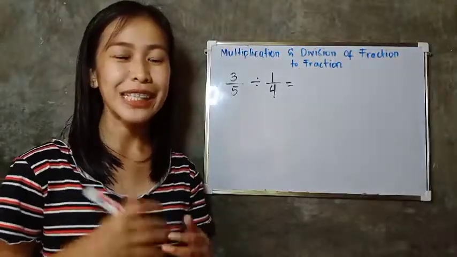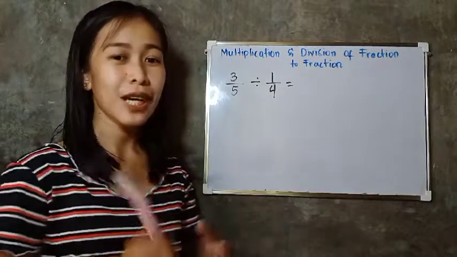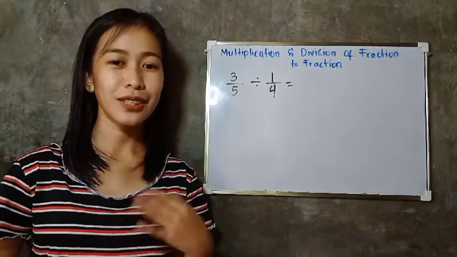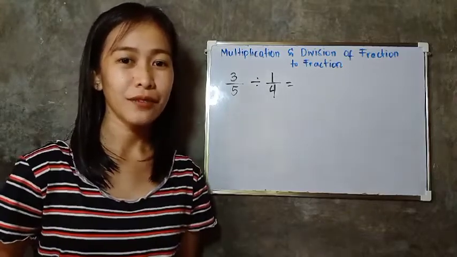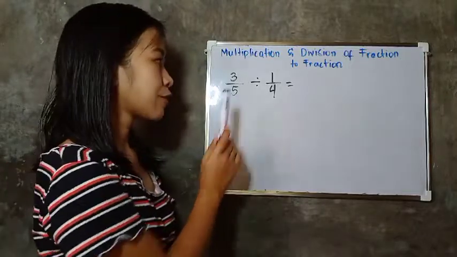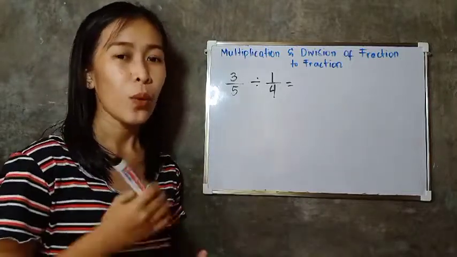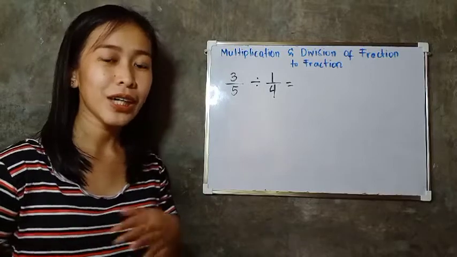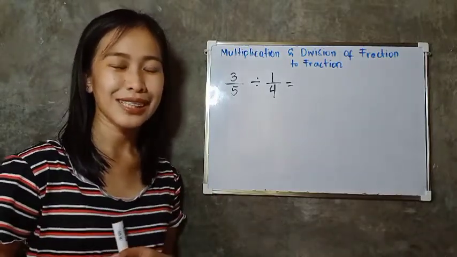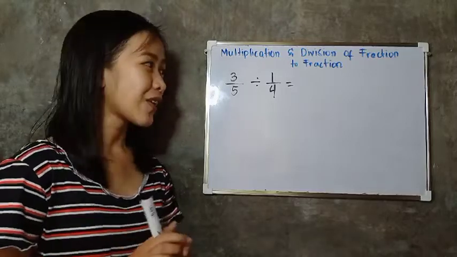Okay, so ngayon naman is the division of fraction to fraction. So, ito ay madali lang din. You are just going to follow what I have instructed. Alright? So, we have the first example, 3/5 divided by 1/4. Alright? So, kailangan kapag mag-divide tayo ng fractions, alam na natin yung process ni multiplication. Okay? So, ayan na nga.